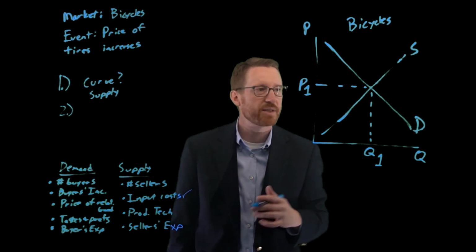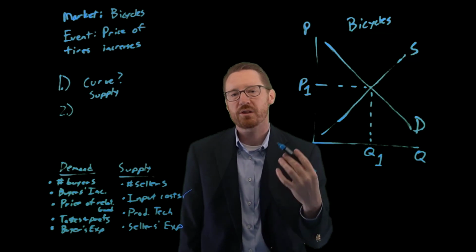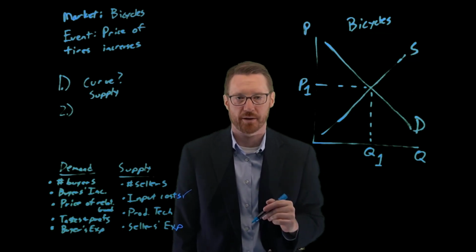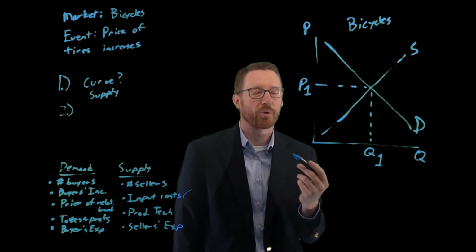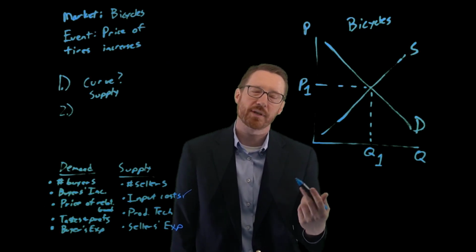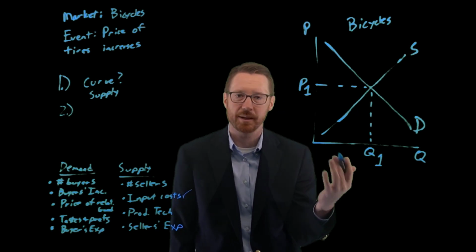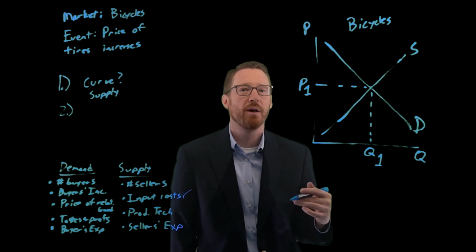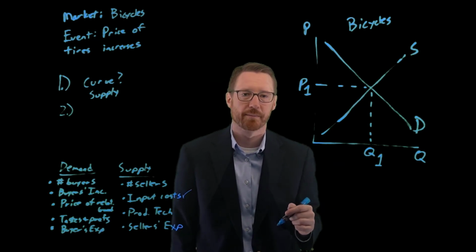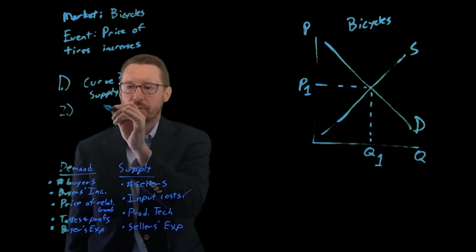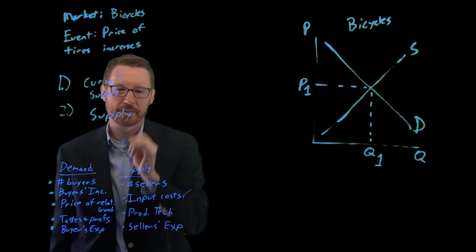All right, so our second step, if we know this is going to be a story about the supply curve, what's going to happen to the supply curve? Well, if an input cost increases, in this case the price of tires, how are sellers going to respond? Are they going to want to sell more bikes at the same price they were selling them for? Or are they going to sell fewer bikes at that price? They're going to sell fewer, right? So supply is going to decrease.